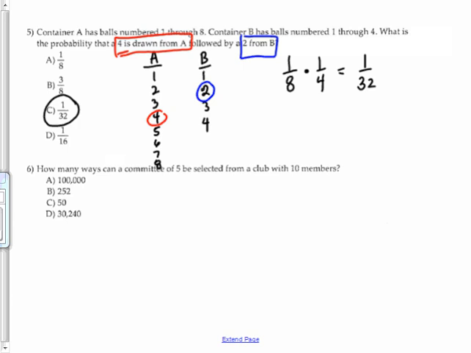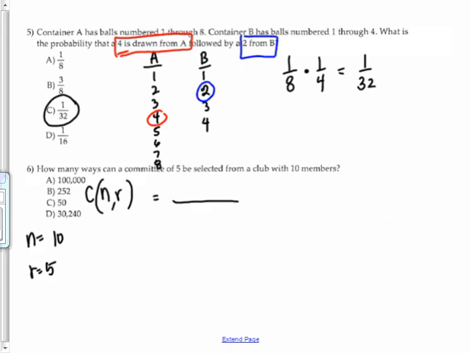All right, and then the last one. How many ways can a committee of 5 be selected from a club with 10 members? That's when we did the n choose r, that combination, and you had that formula. In this case, n is how many members you've got, so we've got 10 members, and r is how many I'm choosing, which is 5. So I want to do 10 choose 5. Remember what your formula said.